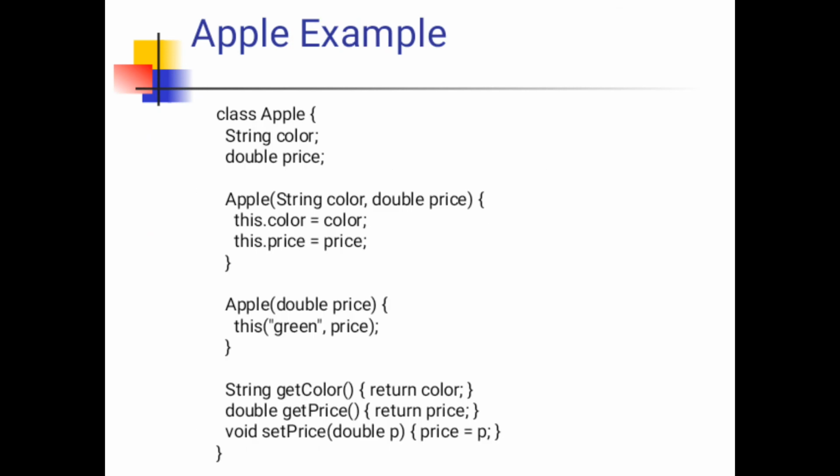We have the class Apple example. Class Apple, we have the instance variables. This is a constructor. Inside our constructor, we pass arguments, which are String color and double price, and then we initialize them using the this keyword. And then this is our method.